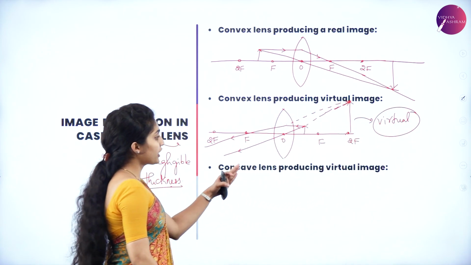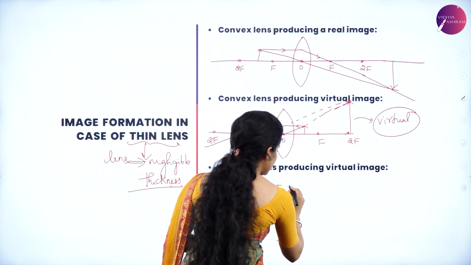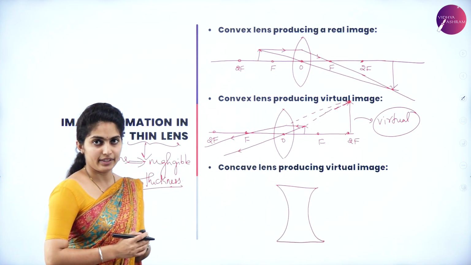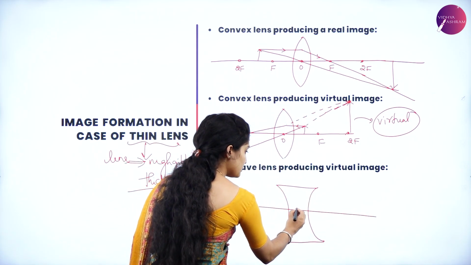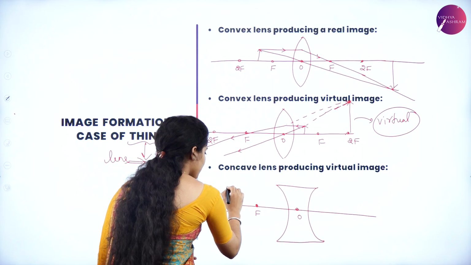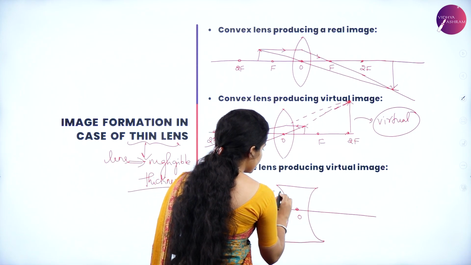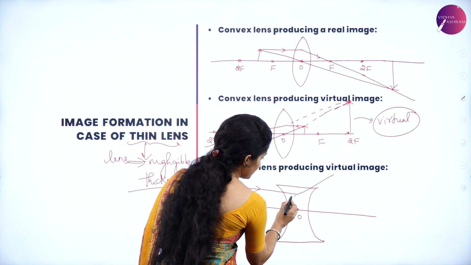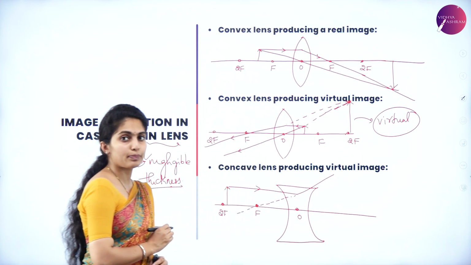Next, coming to the concave lens which produces the virtual image. We have a concave lens which is thicker at the edges than at the middle. There is a principal axis which passes through the concave lens. This point is called the optic center O. Now the object is placed somewhere over here, and the ray of light is incident till the optic center. From there it diverges. On extension of the divergence, you get somewhere around the principal focus.